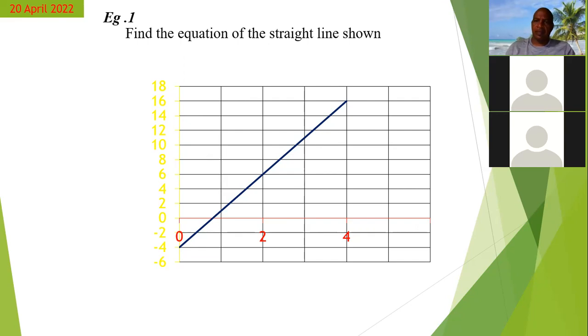Sir, before I start, the numbers that I'm seeing on the outside in the yellow, those are on the y-axis, right? Yeah, those are the y values. The ones that are yellow. And the red ones are the x values. Okay, sir. So as you notice, the scale would be different on both axes.